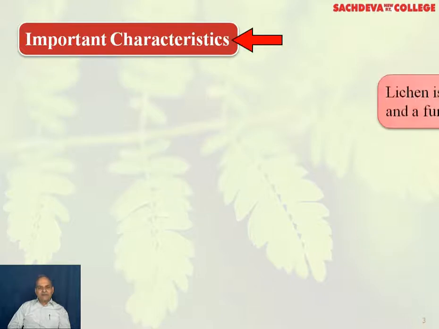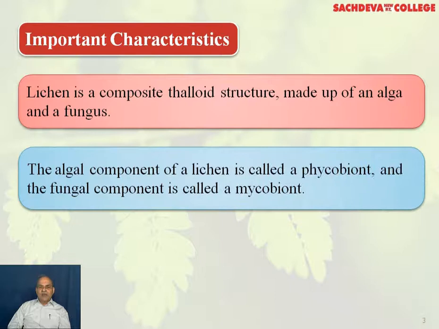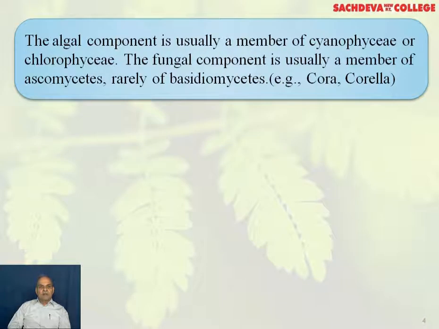Important characteristics. Lichen is a composite thalloid structure made up of an alga and fungi. The algal component of the lichen is called phycobiont, and the fungal component is called mycobiont. The algal component is usually a member of Cyanophyceae, that is blue-green algae, or Chlorophyceae, that is green algae.